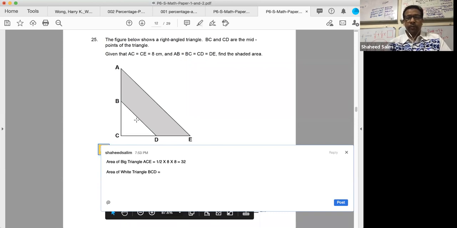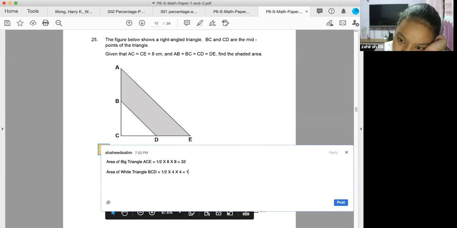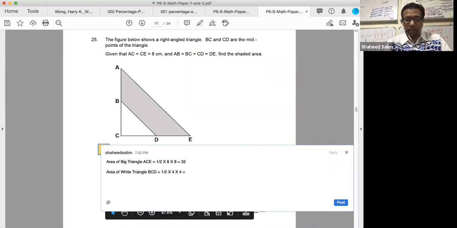Then you find this white triangle. This is 8. So this one must be 4. This one must be 4. Because they say AC is equal to CD, right? So this is 8. But AB is equal to BC. So you can divide this by 2. 8 divided by 2 gets 4. And here is half times 4 times 4 equals 8 cm square. Then just take the big triangle, cut away the small triangle, so area of shaded part equals 32 minus 8 equals 24 square cm. For this, you need to write 24 square cm.